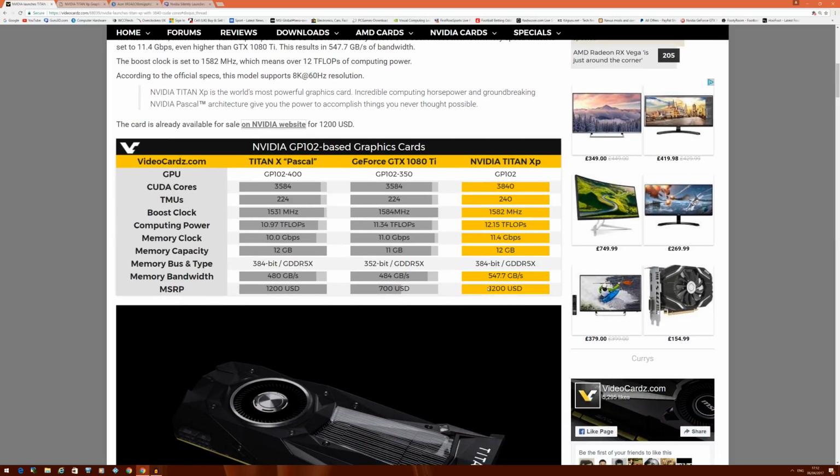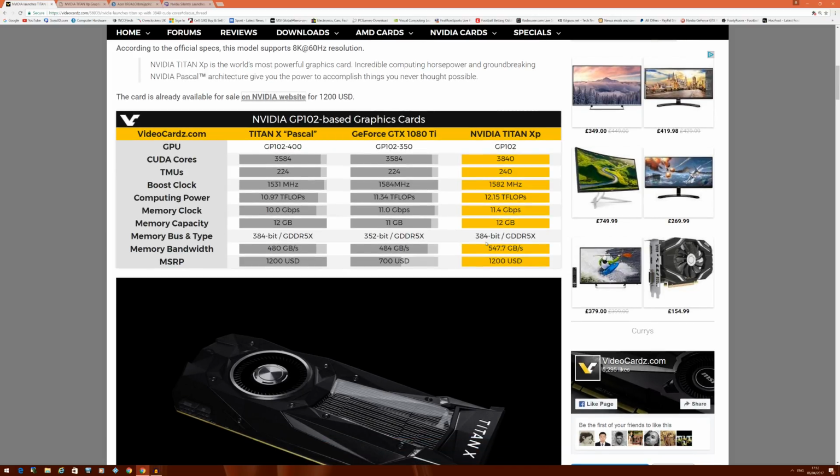So what do I think of it? I mean, it is appealing. There is a certain appeal to having the most powerful single GPU around. Not everyone favors SLI. I myself have two GTX 1080s in SLI, and I'm still interested to see how this does against a GTX 1080 Ti.